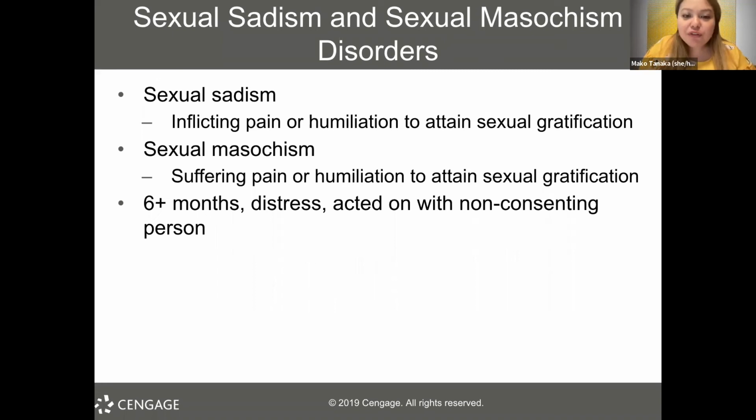And I know you've heard me say this a million times in these lectures, but enjoying these things is not inherently disordered. A person has to be distressed or impaired or acting on these urges with an unconsenting individual in order for this to be diagnosed as a disorder.